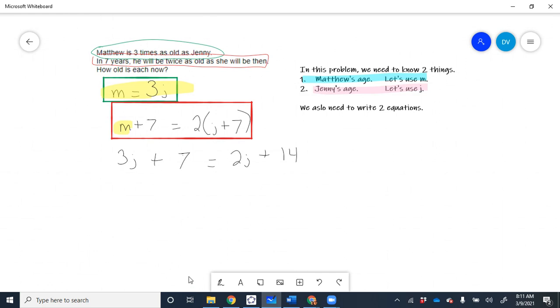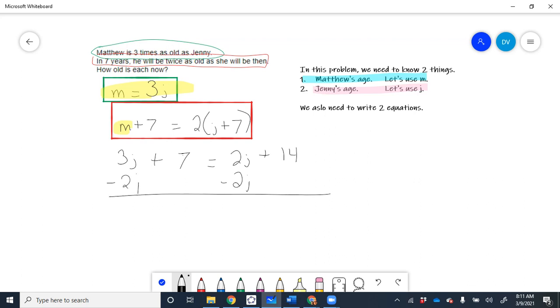Okay, so there's more than one way we could do this. What I'm going to do is subtract 2J from both sides. We don't have to do that first, but I want to get my J's all on one side. I'm going to subtract 2J from this side. I'm going to subtract 2J from that side. That's going to give me 1J. We don't need to write the 1. These will simplify. That'll give me J plus 7 is equal to 14.